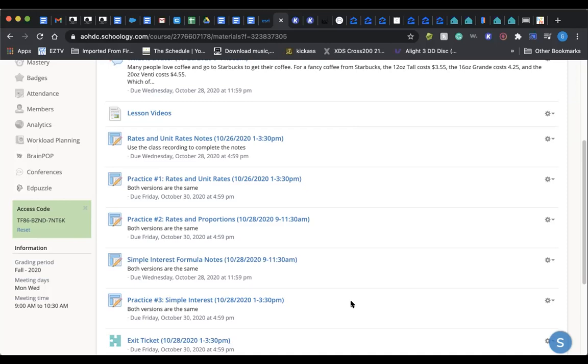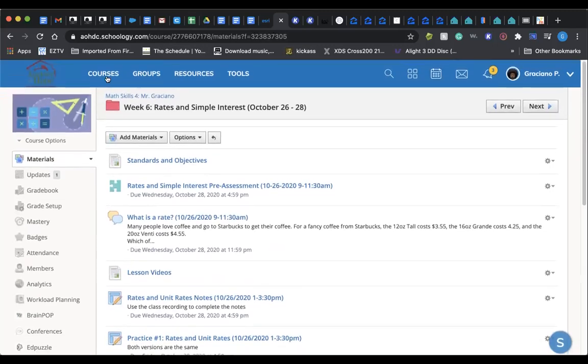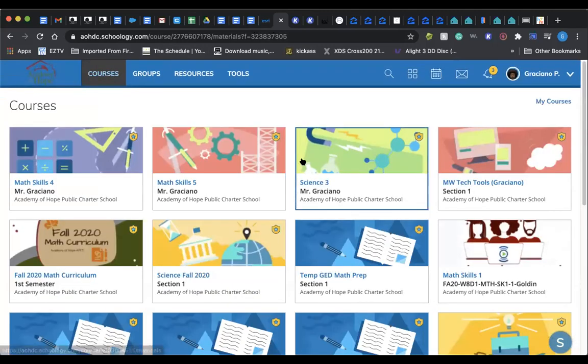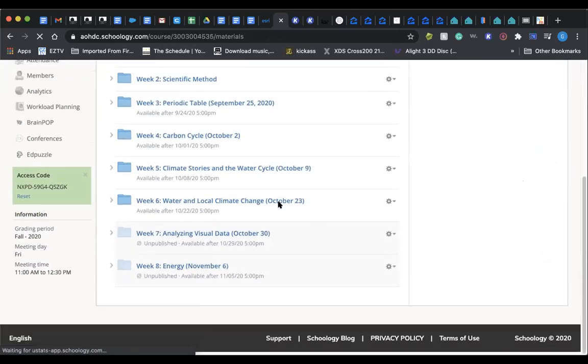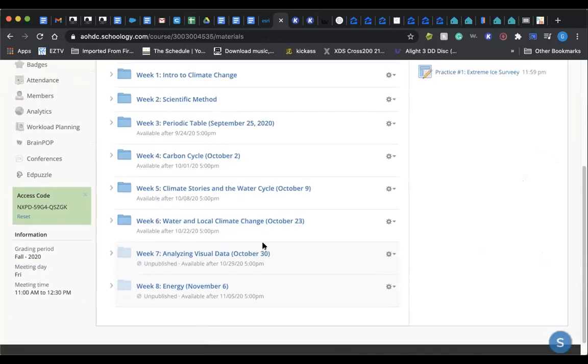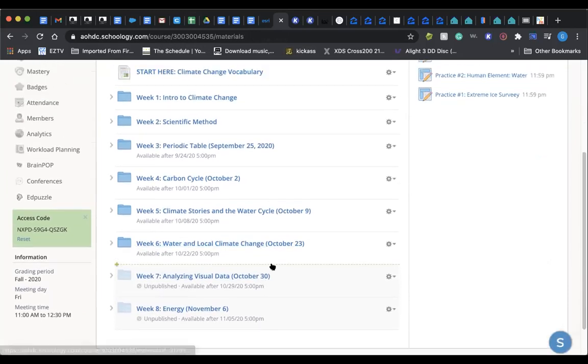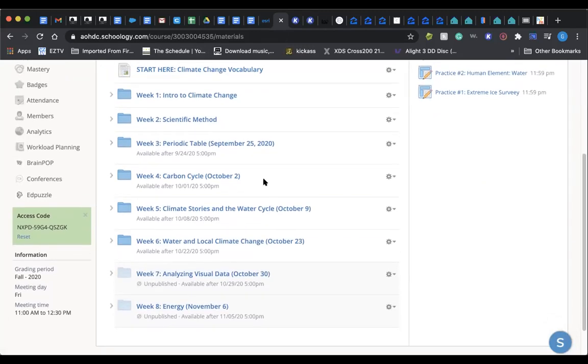Last week we wrapped up our conversation on how water and our water cycle affects climate change. And this week, let me check because I don't even remember off the top of my head, but I can show you what this week is going to be about. This week we are going to do visual data. So we're going to talk about analyzing graphs. Ah, okay. All right.